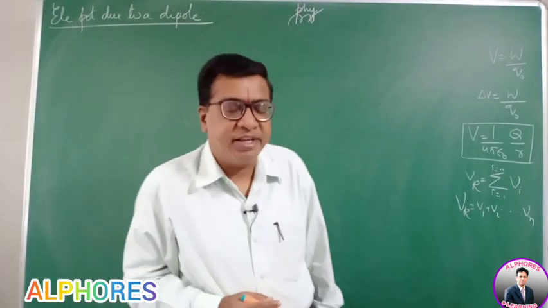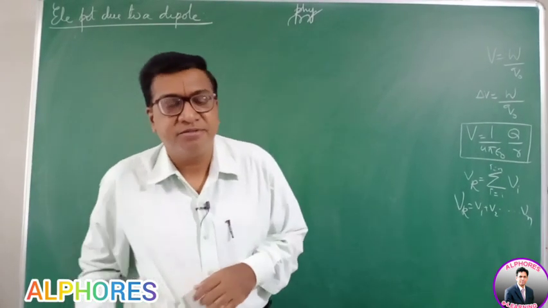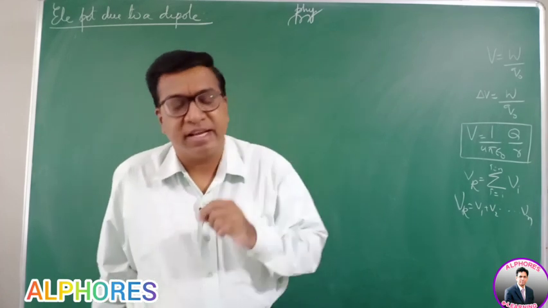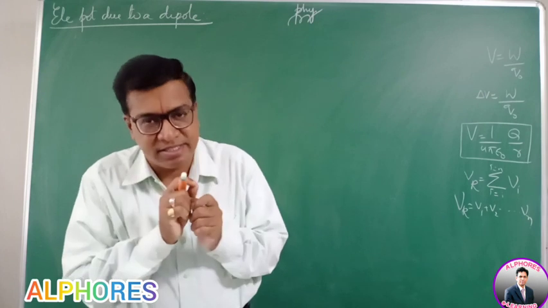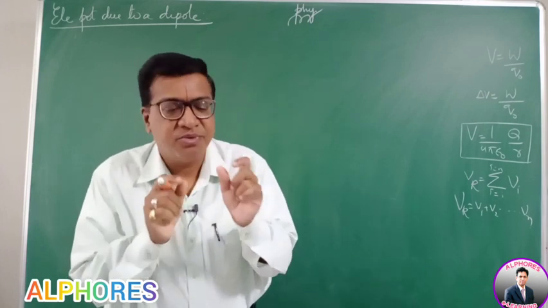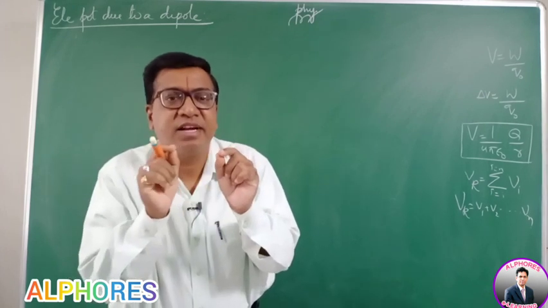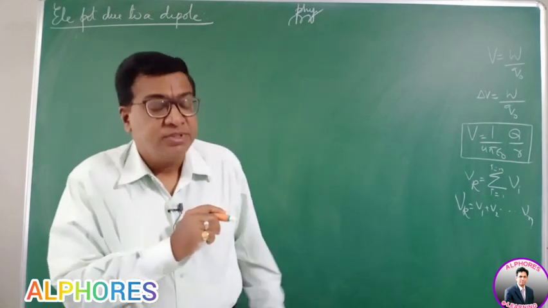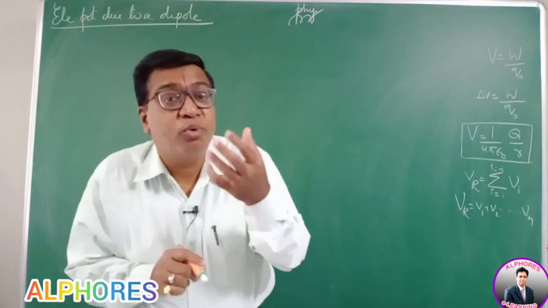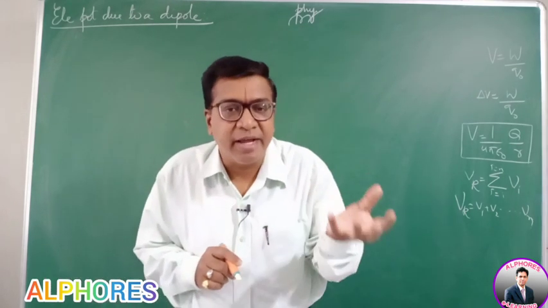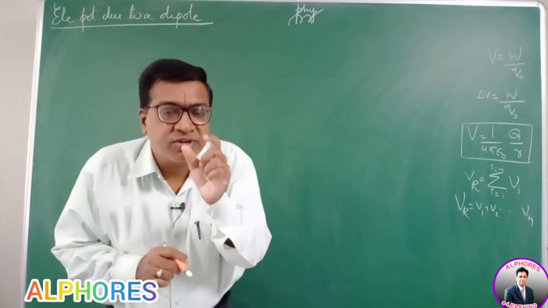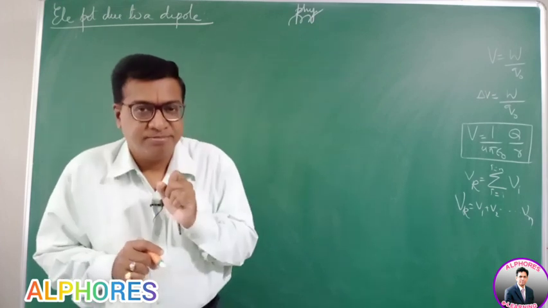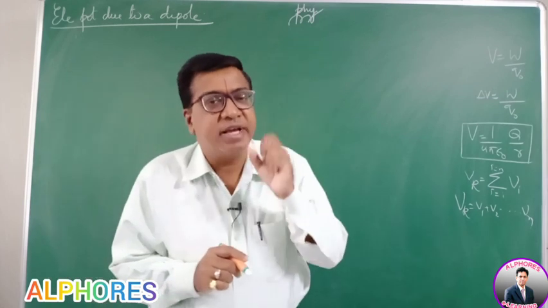I was telling you in the previous chapter, a dipole is the combination of two equal and opposite charges, plus q and minus q, separated by a small distance. The distance between the charges is called the length of the dipole. And every dipole has an electric dipole moment. It is the product of either one of the charges q and the length 2a, that is the dipole moment.